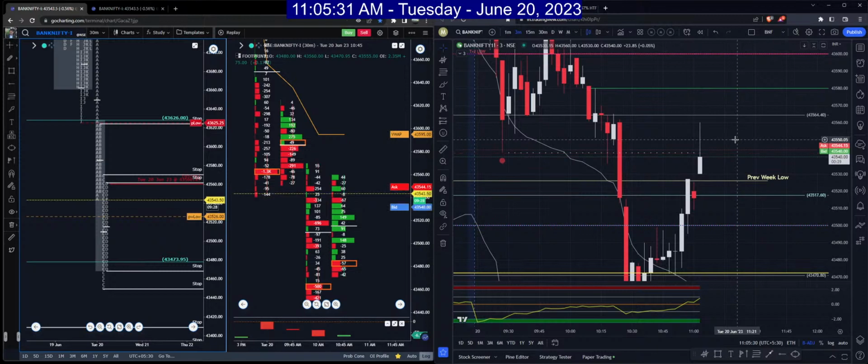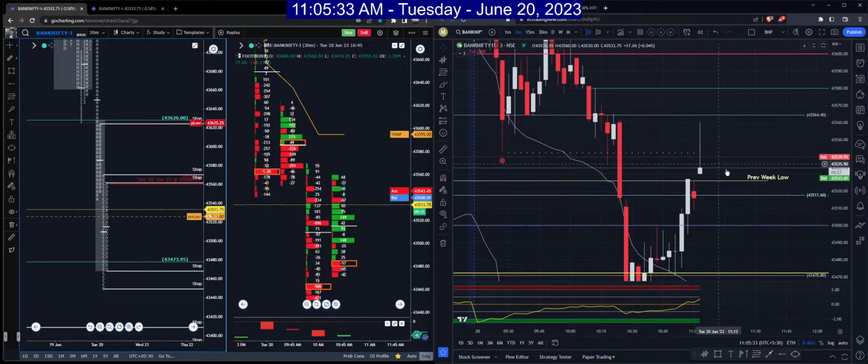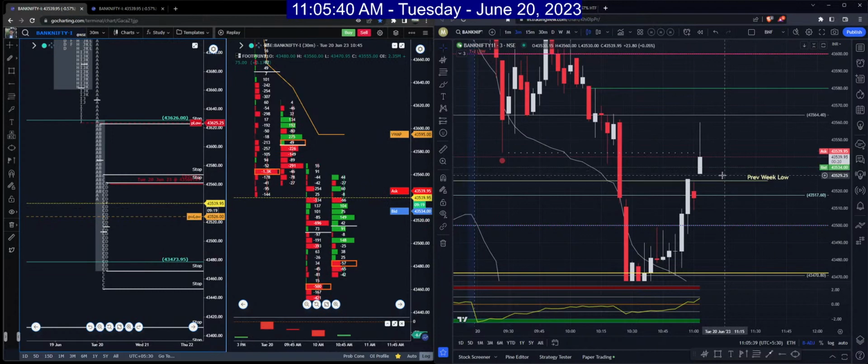Okay, so there is a wick getting formed. Don't get fooled, because this is gonna invite some supply, and there is a gap. So a gap, let the gap be filled, and then expect whether we get continuation or not.